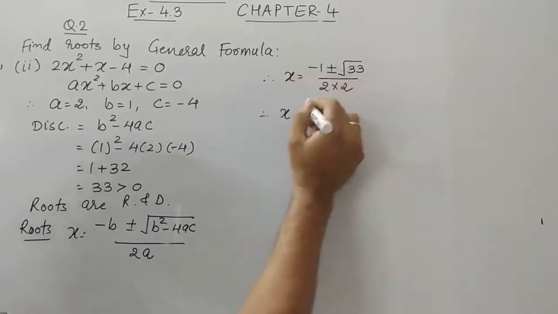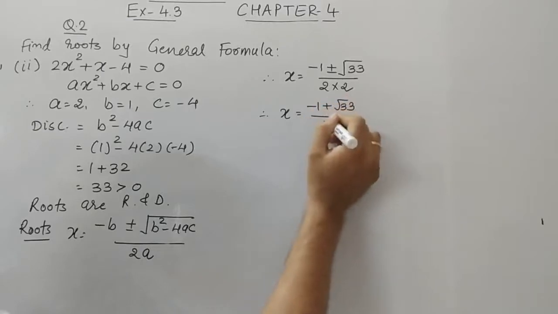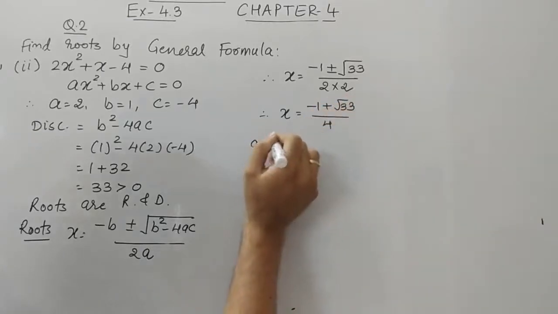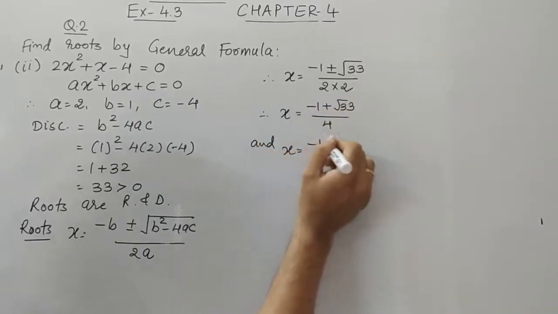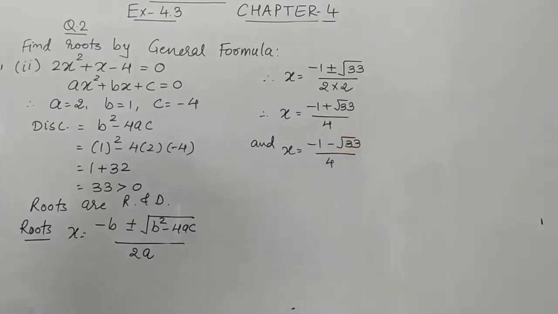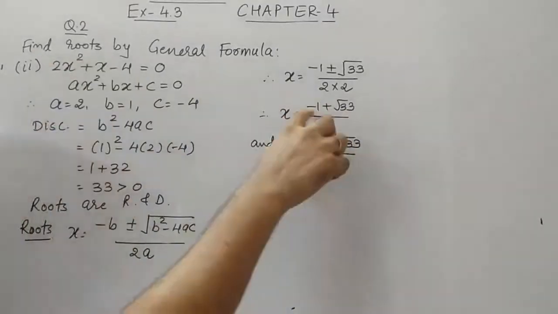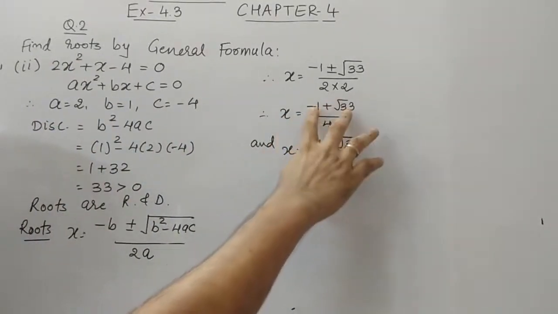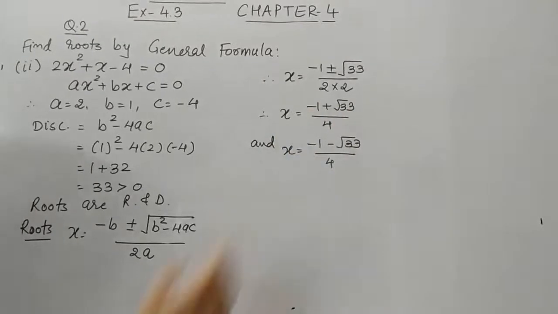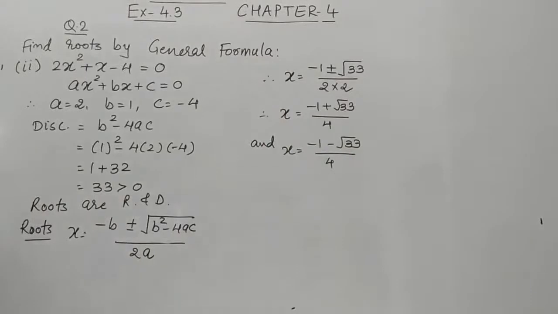You can see that it's minus 1 plus root 33 upon 4 and the other one, x is minus 1 minus root 33 upon 4. As we know, the numerator won't be simplified further because it is a rational and it is an irrational, so it won't be added or subtracted. So we come to the conclusion that these two are the roots of the given quadratic equation.